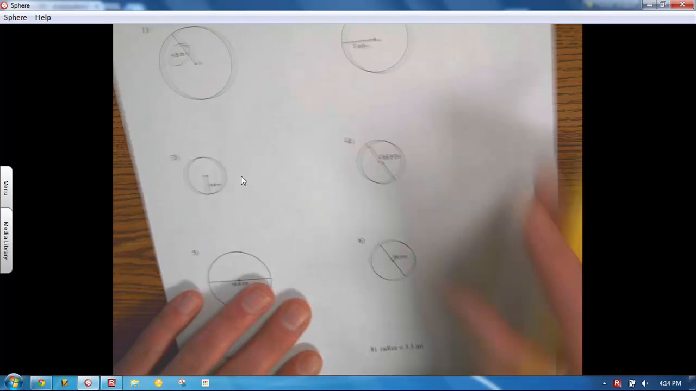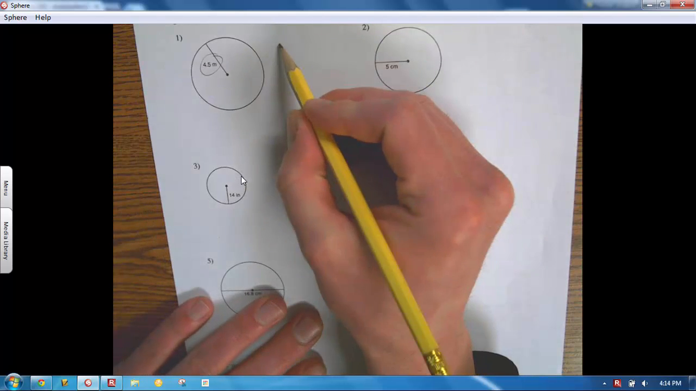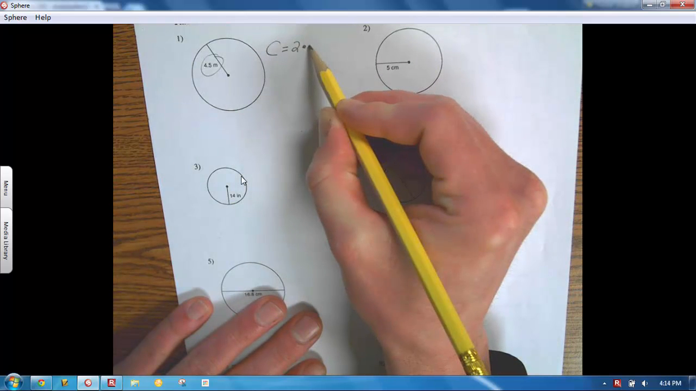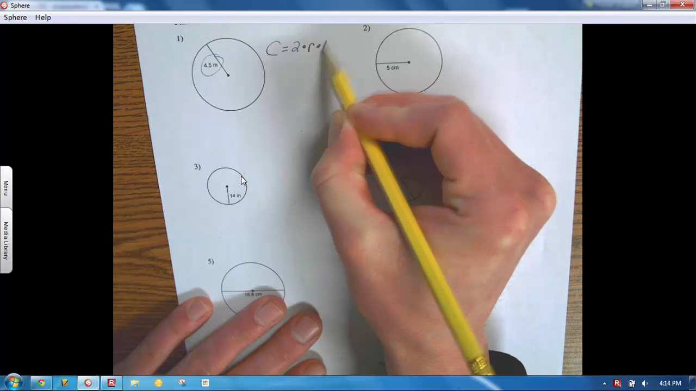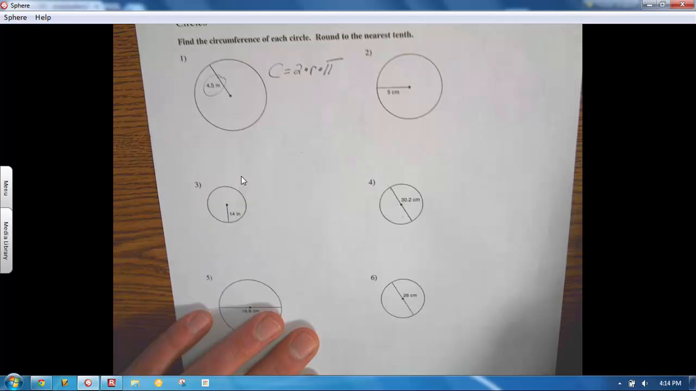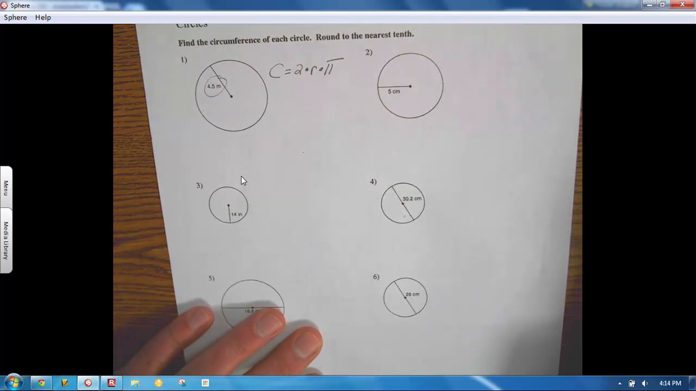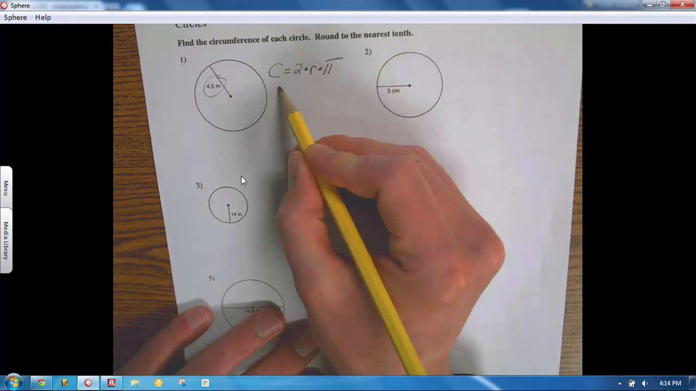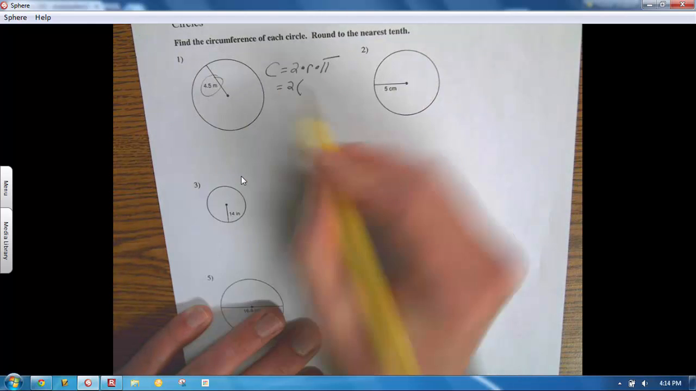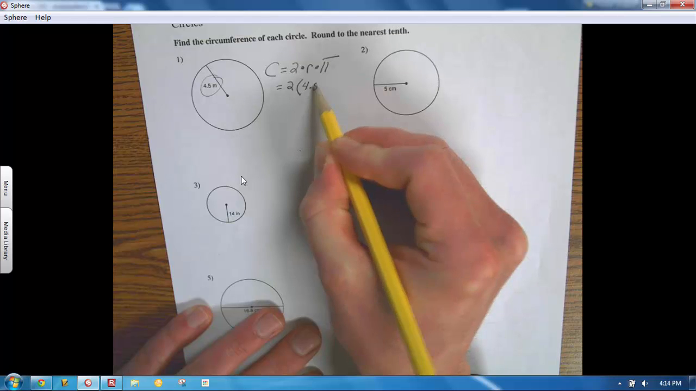So for number 1, we're going to start with our formula. Circumference equals 2 times the radius times pi. Okay, sometimes you'll hear 2 pi r. That's another way to do that. The first thing we're going to do then is to substitute my radius, which in this case is 4.5 meters.